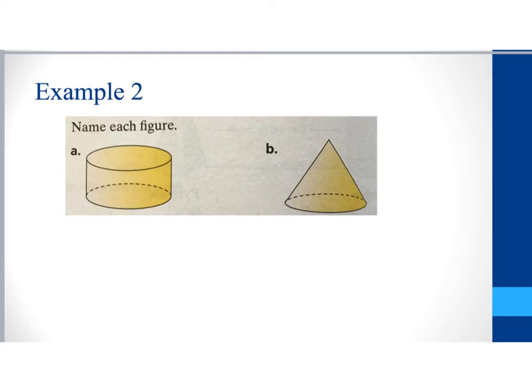For example 2, it says name each figure. When we look at part A, we can see that we have a circular base on the top and a circular base on the bottom. So because we have circular bases, this tells me that we have what we call a cylinder.